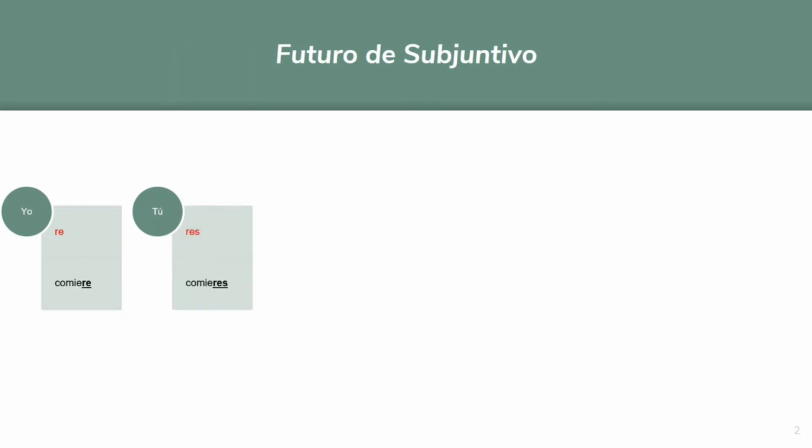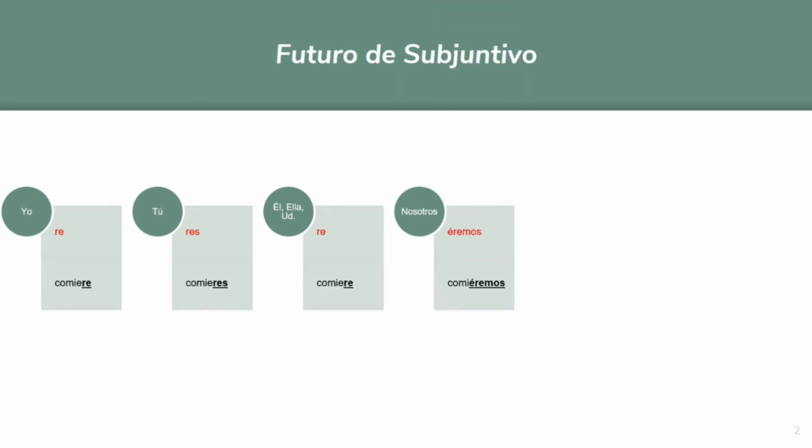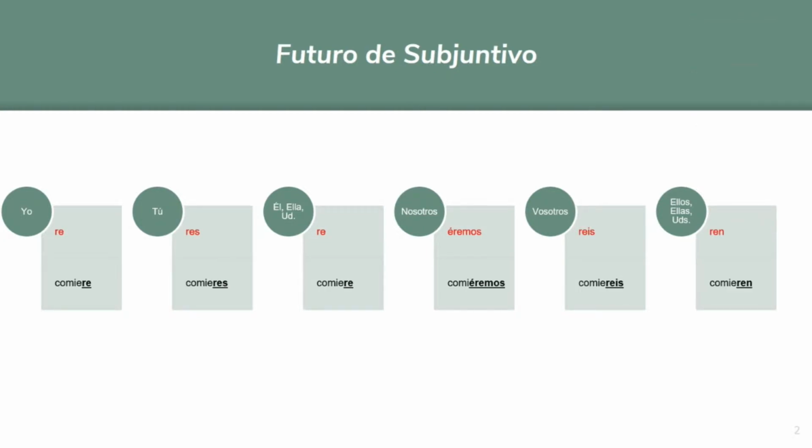Tú, it would be res. Él, ella, or usted would be re, same thing as yo. And nosotros is éremos or áremos, so it's got an accent over the first vowel. So accent over an E, accent over an A, and then remos, R-E-M-O-S. Then for vosotros, you have reis, R-E-I-S, and then for ellos, ellas, and ustedes, it's ren, R-E-N.